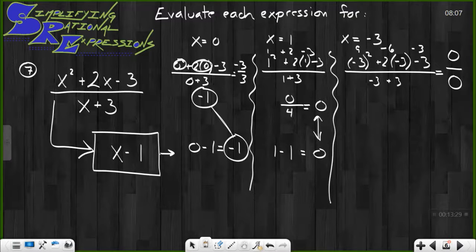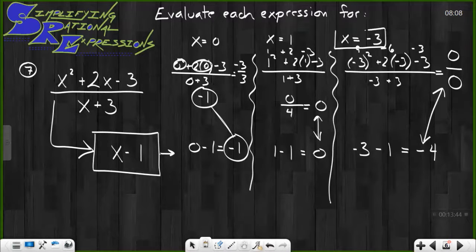All right, and let's test this other one, x minus 1. Well, I get -3 minus 1 gives me -4. I've got a little bit of a problem here. These are not the same. Why did it not work for x equals -3 when it worked for x equals 0 and x equals 1? What was the issue here? Well, something very unique happened. If you notice, our denominator became 0.